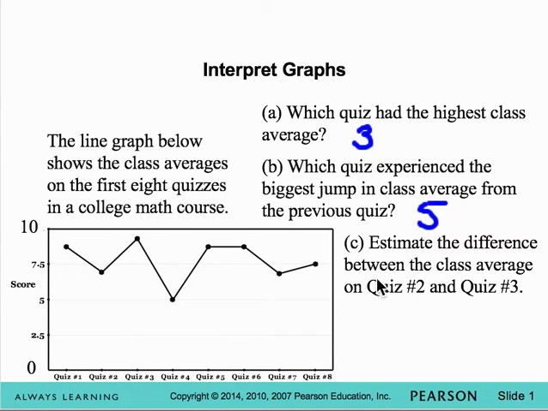Estimate the difference between the class average on quiz 2 and quiz 3. So here's quiz 2, here's quiz 3, and it just says estimate because I don't know. This must be about 7, right? And this one is maybe 9. So 9 minus 7, it's about a 2.